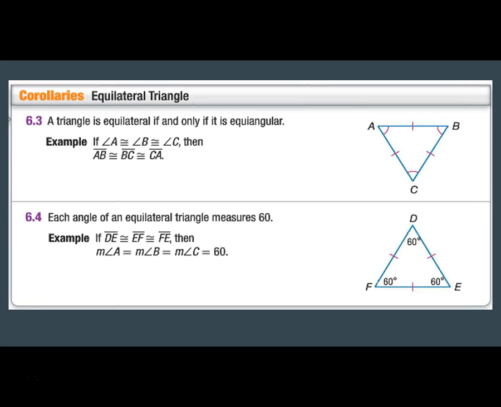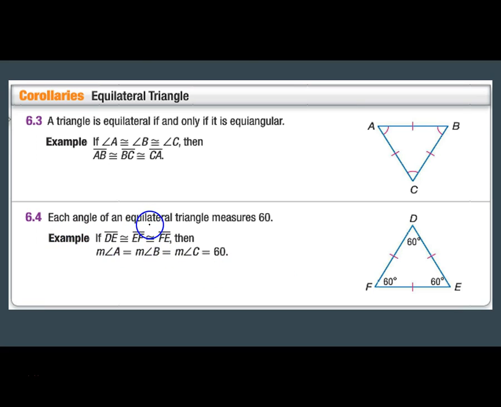Equilateral triangle. A triangle is equilateral if and only if it is equiangular. So what they're saying is if we know that angle A and angle B and angle C are all congruent to each other, then we know that the sides are also congruent to each other. So side AC would be congruent with side CB, and it would also be congruent with side BA.